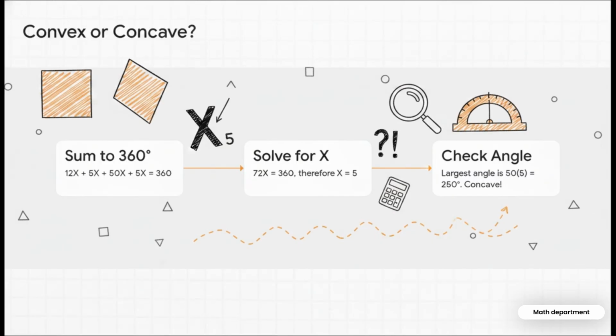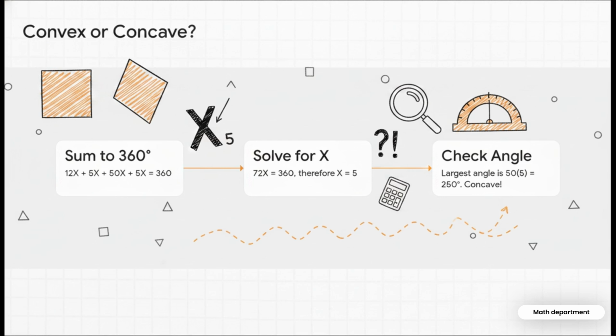Let's see a quick trick using a great quadrilateral example straight from the text, where the angles are given to us as algebra. We've got 12x, 5x, 50x, and 5x. Let's work through it. We know a four-sided shape's angles always sum to 360 degrees. So, step 1. We add them all up to equal 360. Step 2, we combine our like terms to get 72x equals 360, which means x equals 5.